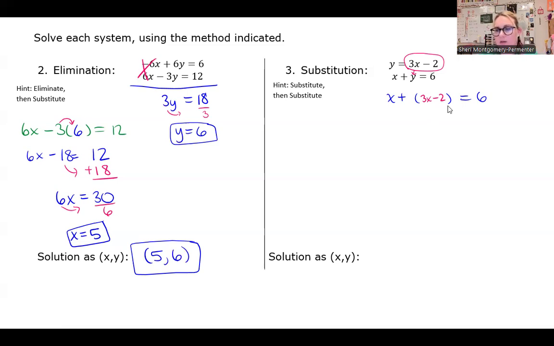So I have two x terms. I have 3, and then what's the number in front of x? There is no number. 1, so I have 4x when I put it together. 4x minus 2 equals 6. Two-step equation. What do I do first? Yep, I need to add 2 to the other side.